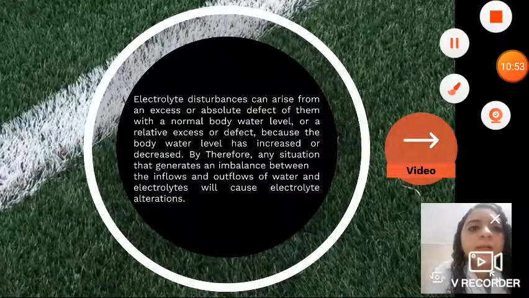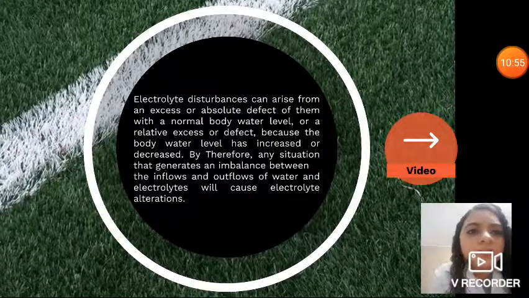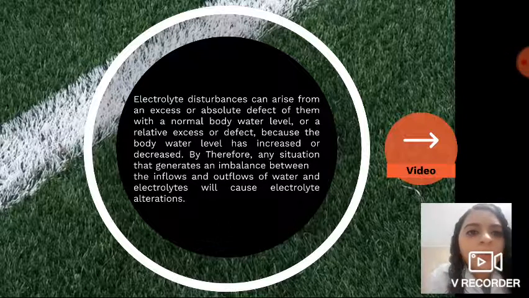Conclusion: electrolyte disturbances can arise from an absolute excess or defect of electrolytes, or from a relative excess or defect because the body water level has increased or decreased. A situation that generates an imbalance between the inflow and outflow of water and electrolytes will cause electrolyte alteration.